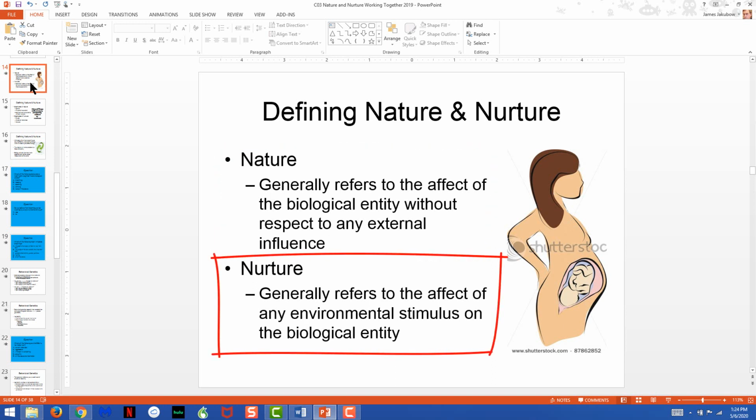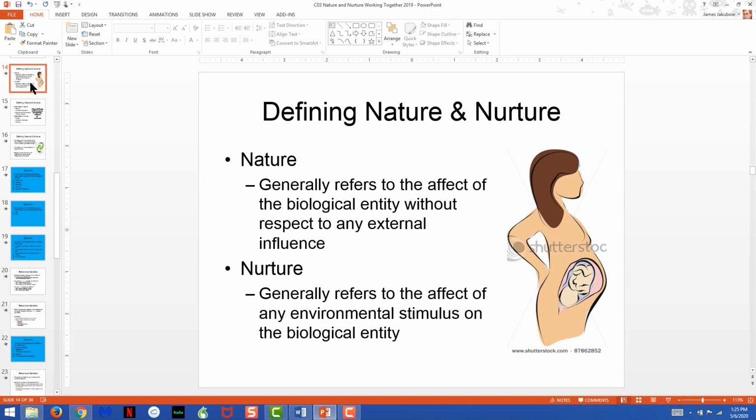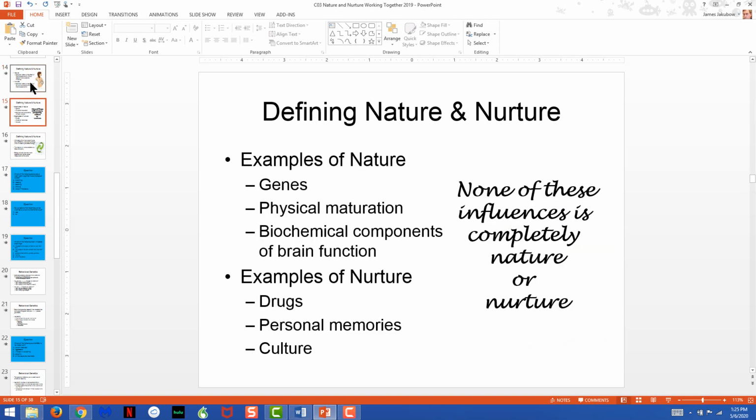Nurture, in contrast, is the role of the environment. However, this environmental influence is assumed to have no bearing on your biology. Therefore, the food you eat, the air you breathe, the people you speak to, the life you live has no bearing on the underlying biochemical principles by which your body operates. That was the original way in which everything was defined.